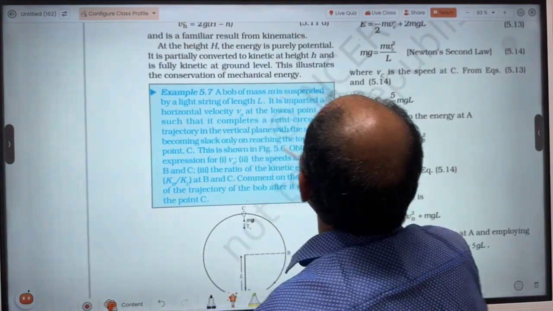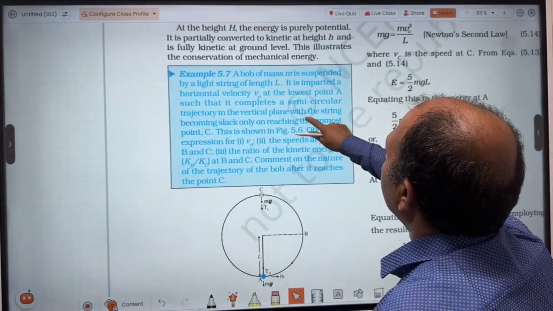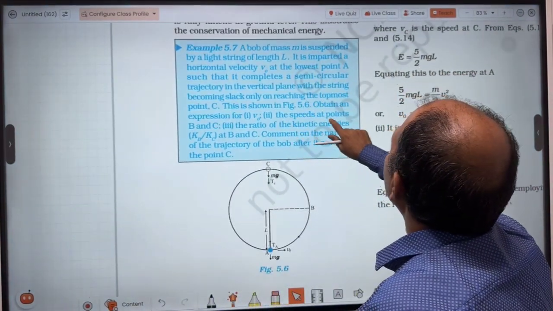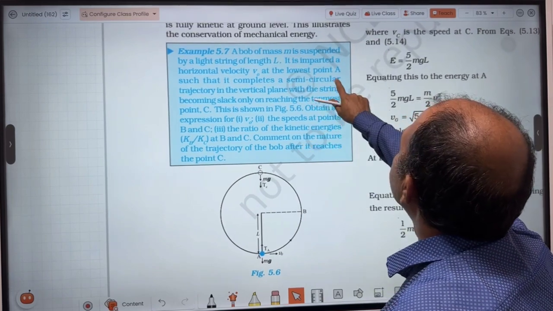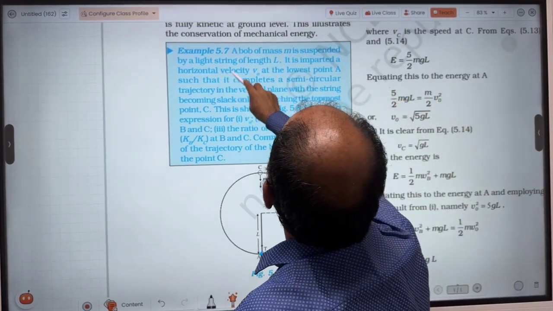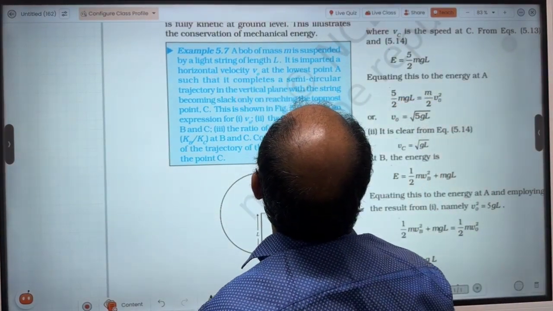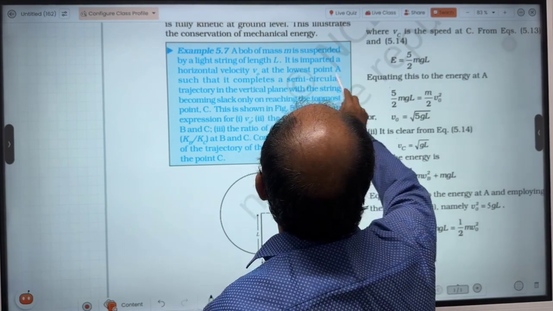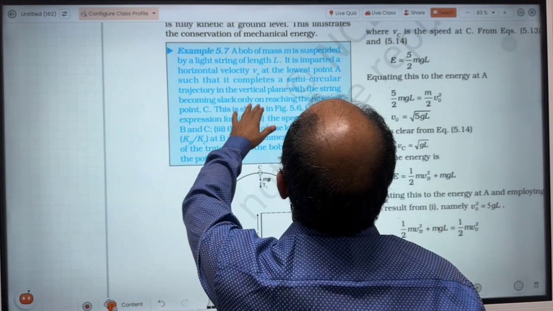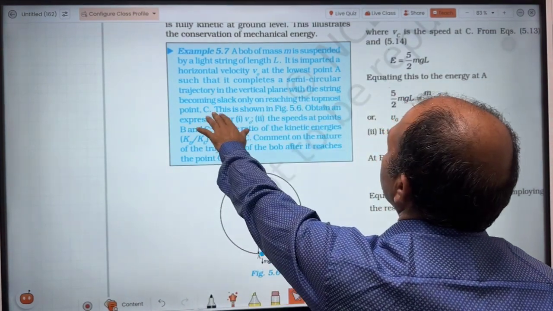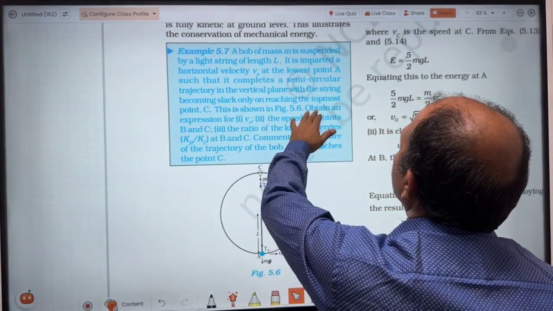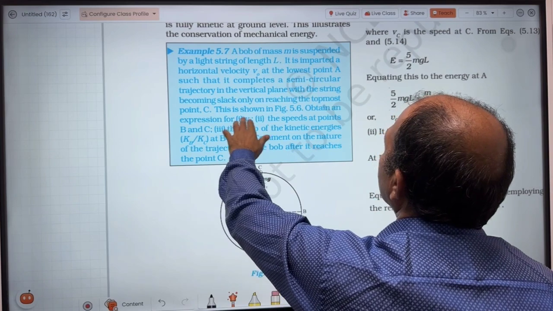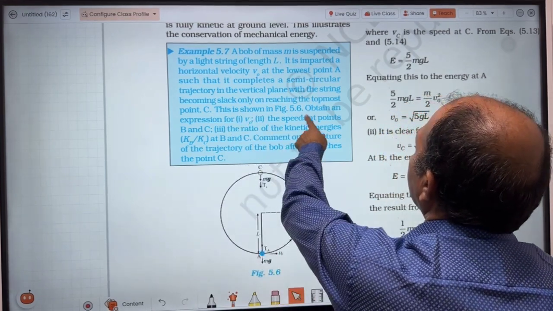A bob of mass m is suspended by a light string of length L and it is imparted a horizontal velocity v0 at the lowest point A such that it completes a semicircular trajectory in the vertical plane with the string becoming slack only on reaching the topmost point C. This is shown in figure.